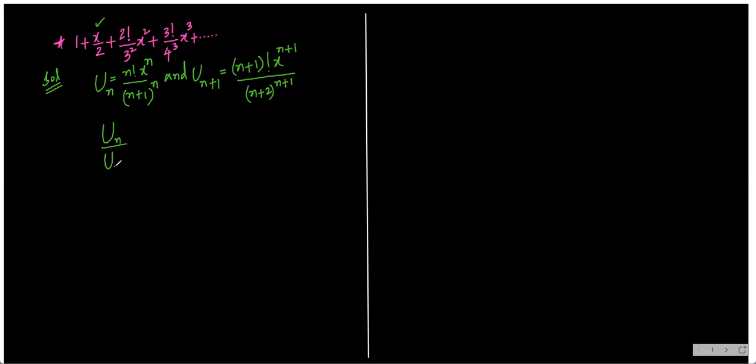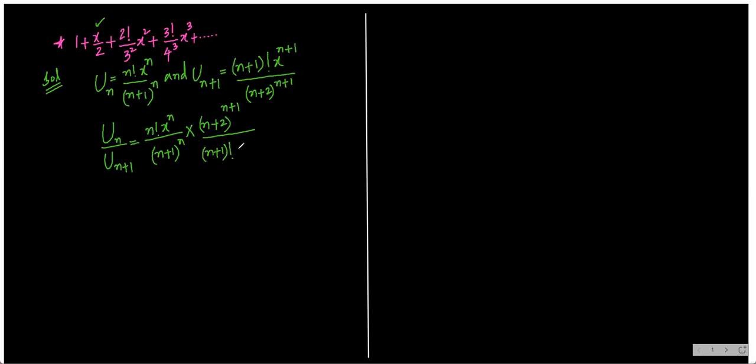Un by un plus 1, which is equal to the first term here, numerator we are going to write as it is, x power n, and here it is n plus 1 to the power of n as it is. Second fraction will become reverse, reciprocal. It will be like this: n plus 2 whole to the power n plus 1, divided by n plus 1 factorial, x to the power n plus 1.